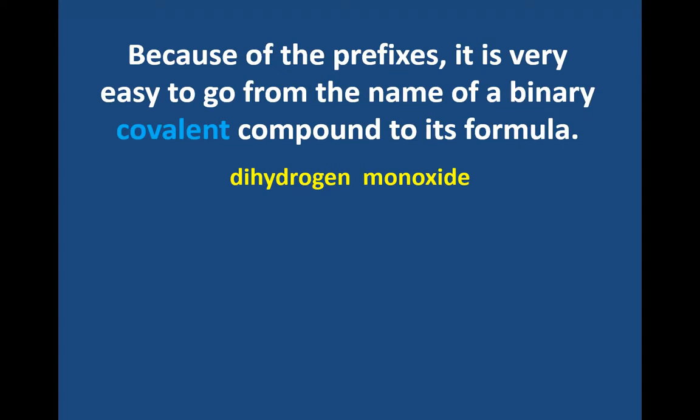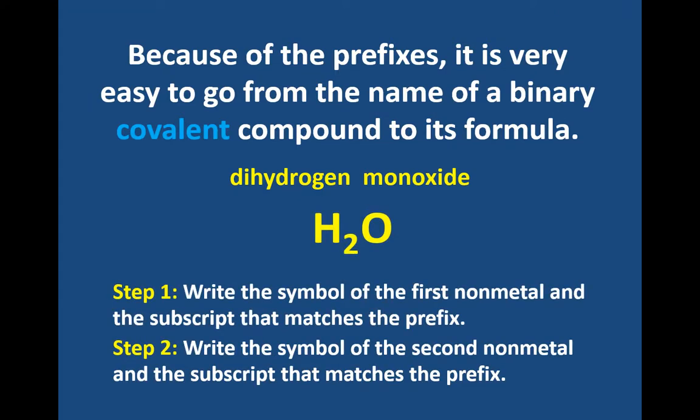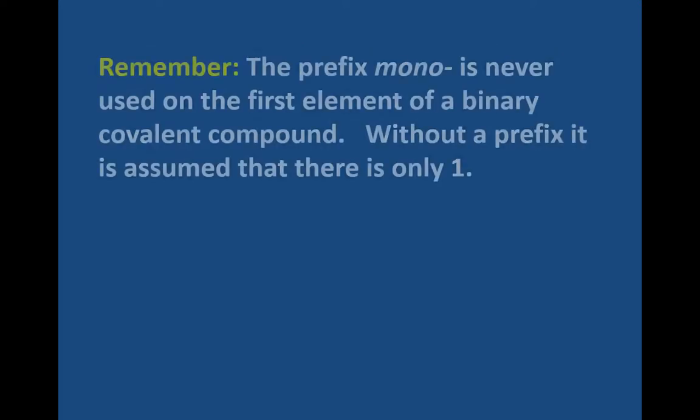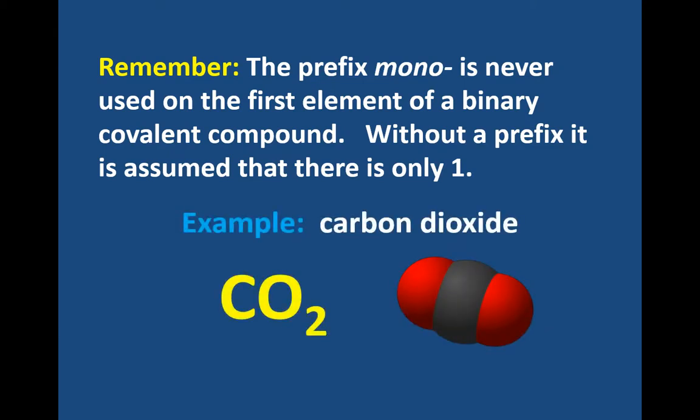Because of the prefixes, it is very easy to go from the name of the binary covalent compounds to its formula. The prefix mono is never used on the first element of the binary compound. Without a prefix, it assumes that there is only one.